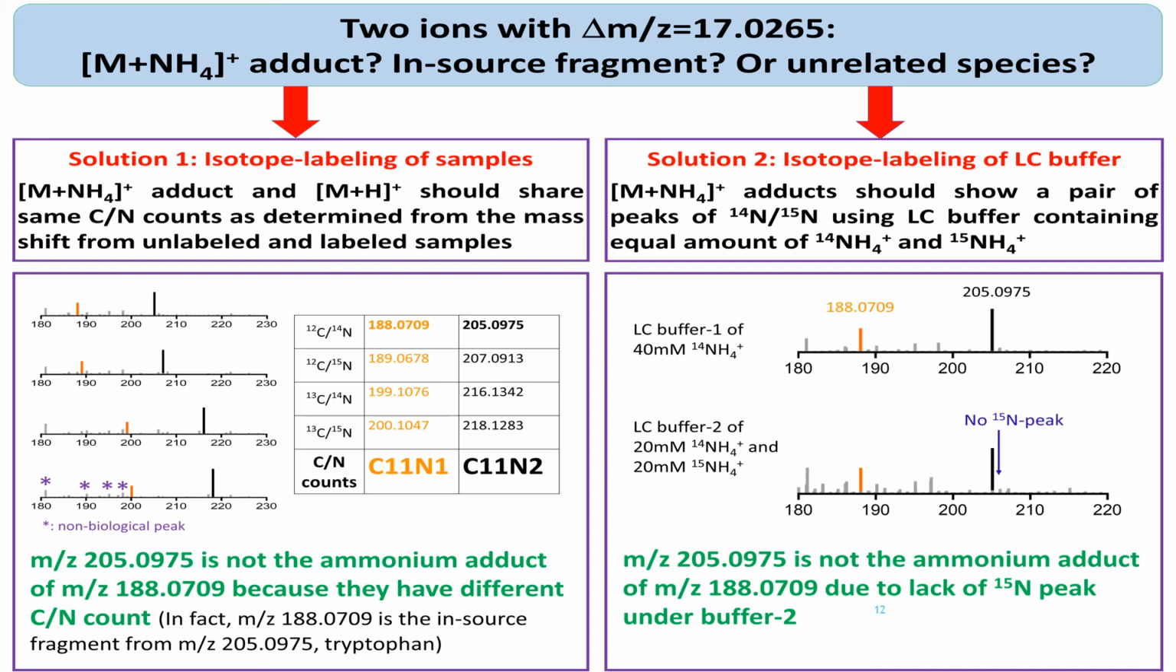So I can show you another example. Here we are looking at two peaks at 188 and 205. By doing the labeling of the samples, we notice that these two peaks have different carbon and nitrogen counts. This confirms that this peak at 205 is not the ammonia adduct of this peak at 188, because they have different carbon and nitrogen counts. In fact, this peak at 188 is a fragment from this peak at 205.